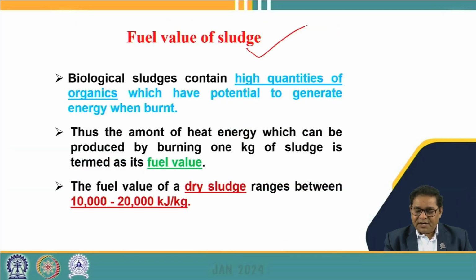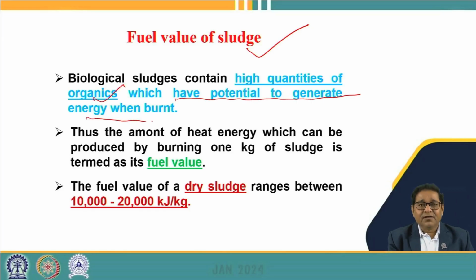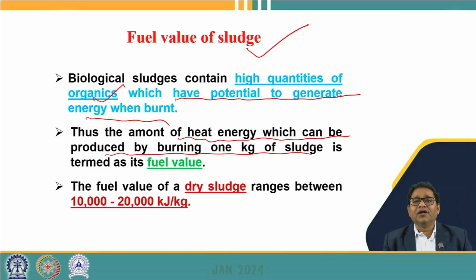And then another parameter which is called the fuel value of the sludge. Biological sludge mostly contains a high quantity of organics which have the potential to generate heat energy when they are burnt. So the amount of heat energy which can be produced by burning 1 kg of sludge is basically called the fuel value of sludge. And this value varies from 10,000 to 20,000 kilojoules per kg of sludge.